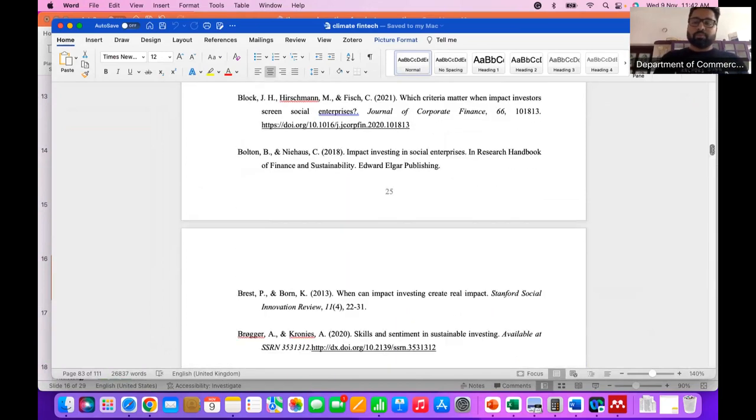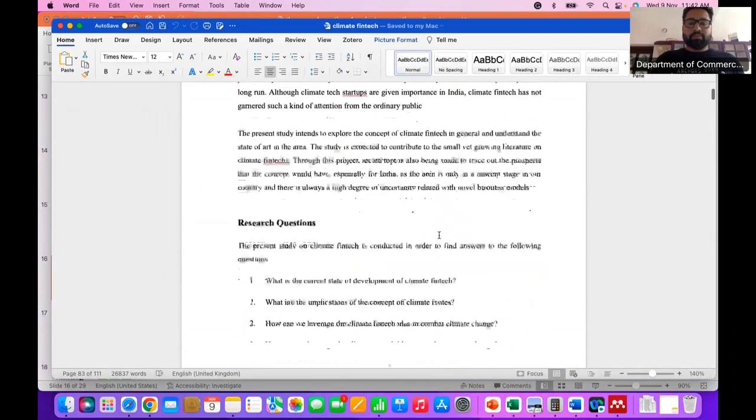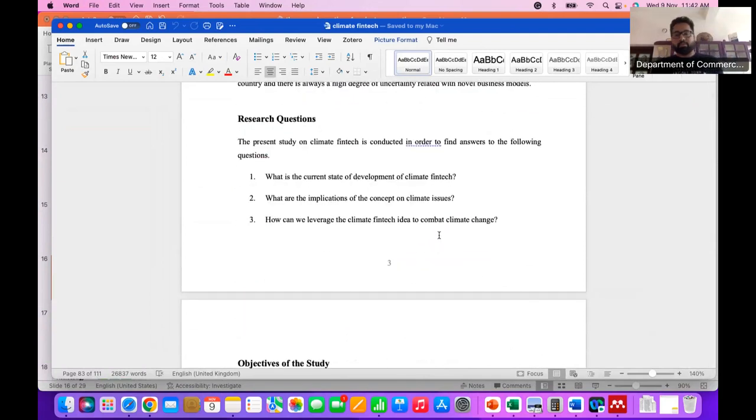Here there is one project. After seeing the research questions, this is the way you can write them. Here the candidate has studied climate fintech models. What is the current state of development of climate fintech? As I said earlier, this research question has been solved exclusively using the literature, and no analysis was done.